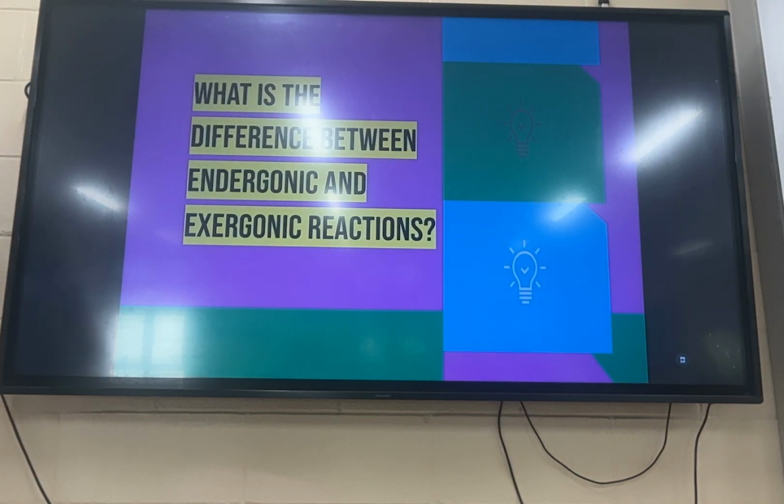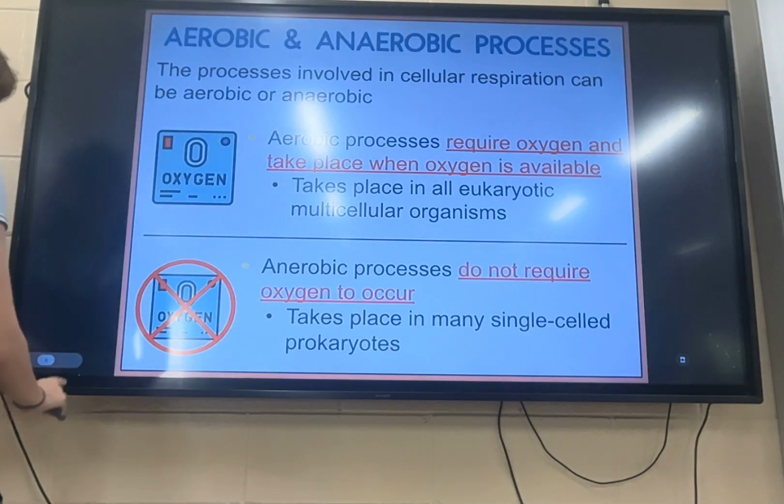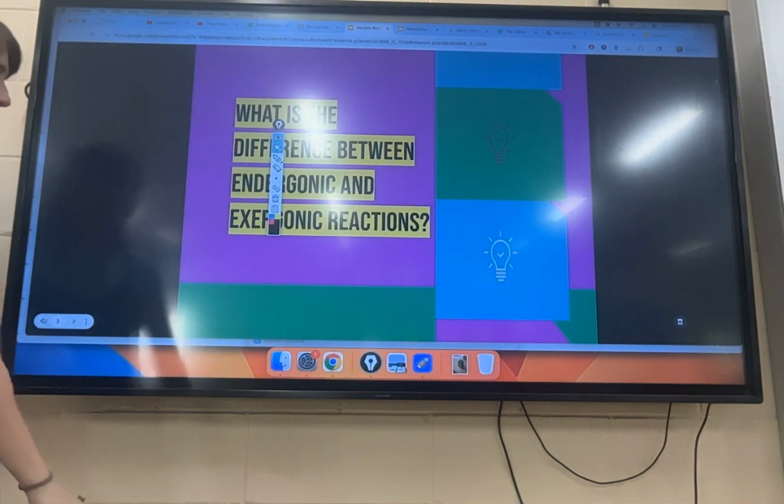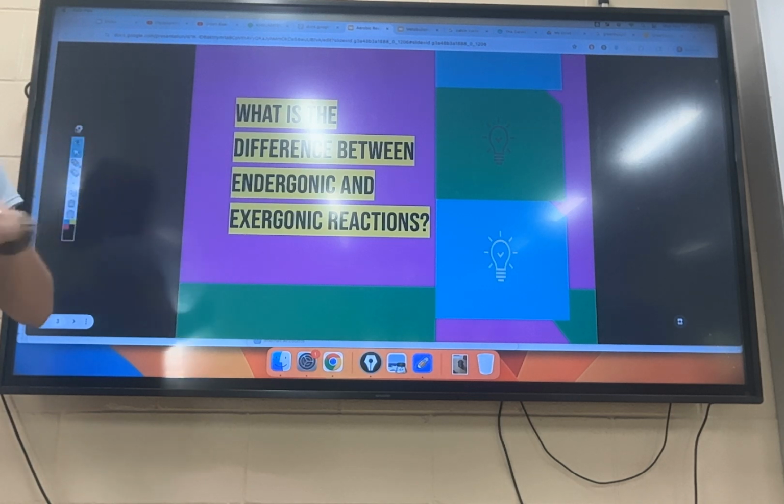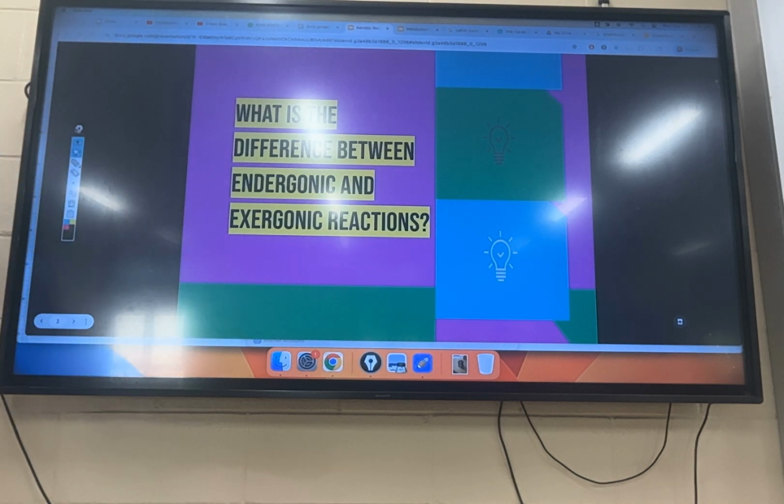All right, we talked about this either last week or the week before. Endergonic and exergonic reactions. Talk to somebody near you. Try to remember what those words mean. Work it out with some root words. All right, so I'm hearing some of the correct root words, some of the right ideas.